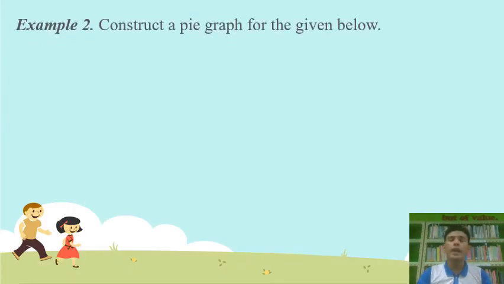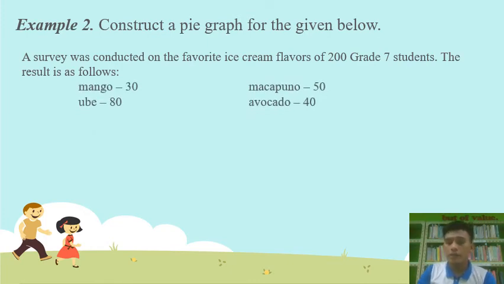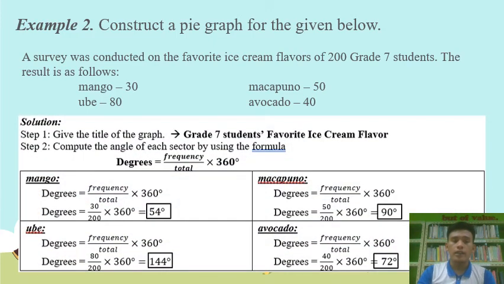Example number 2. Construct a pie graph for the given below. A survey was conducted on the favorite ice cream flavors of 200 grade 7 students. The result is as follows. Mango, 30 students who love mango. For ube, 80 students. Makapuno, 50 students. Avocado, 40 students. A total of 200. Solution. Step 1, we need to give the title of the graph. That will be Grade 7 Students' Favorite Ice Cream Flavor.